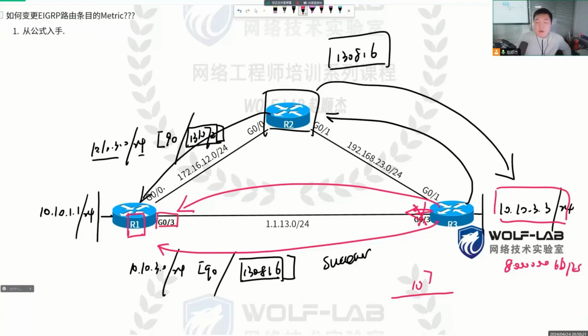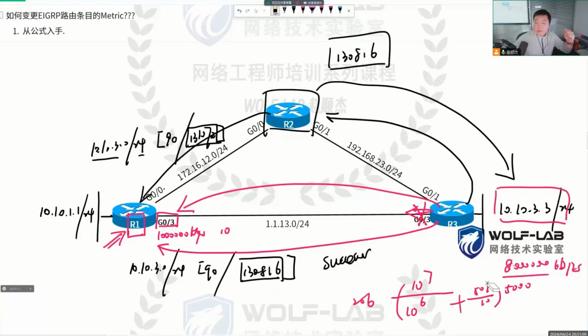Then R1 receives the route entry, and we only take the minimum bandwidth. We take the minimum value between the two, 8 million and 1 million. We choose 1 million, 10 to the power of 6, plus the sum of delays. The loopback's delay, starting from the source, is 5000, plus the transmission direction's delay of 10, so 5 plus 10. So 5010 divided by 10, in brackets, times 256. Finally, our metric value is calculated: 130816.